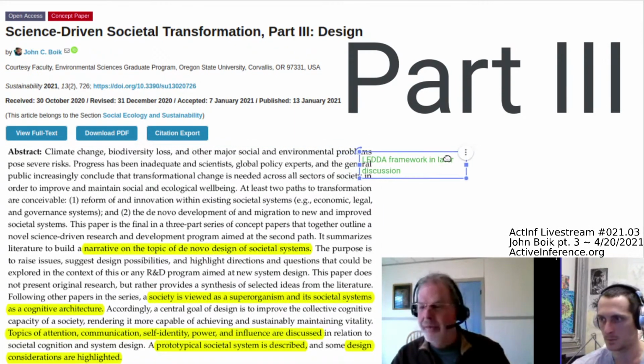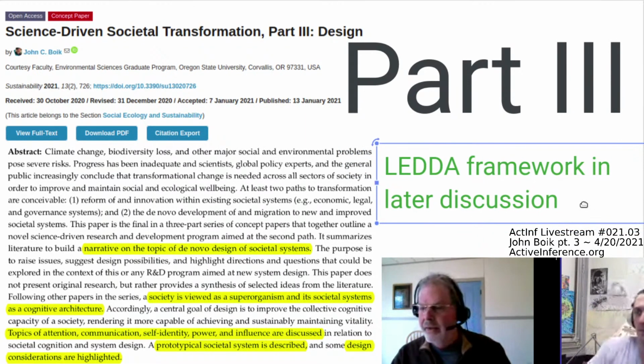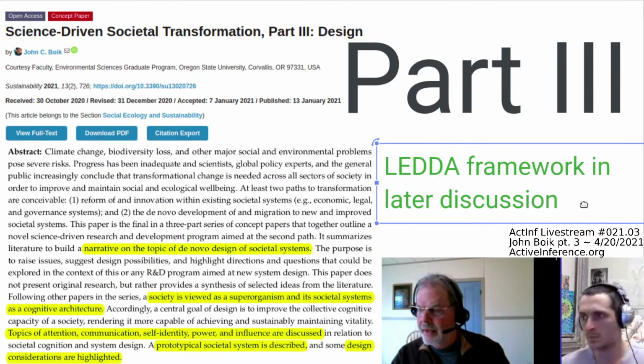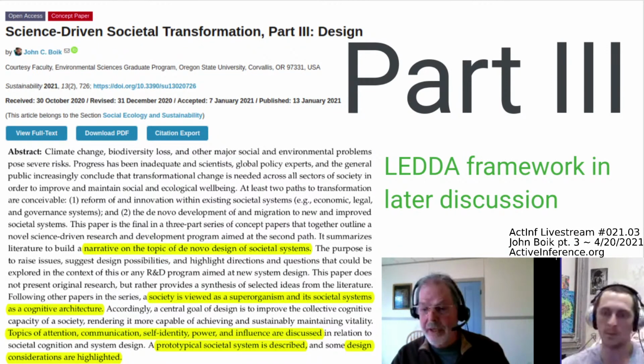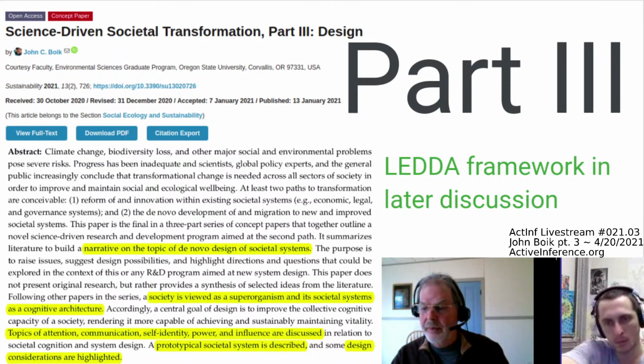Obviously, as we've said many times now, society is viewed as a superorganism and its societal systems as a cognitive architecture. So in that sense, the goal of design is to facilitate societal cognition through a better architecture. I spend time on a few topics in this paper. On attention, communication, self-identity, power, and influence are all discussed. And I also talk about prototypical societal system design.